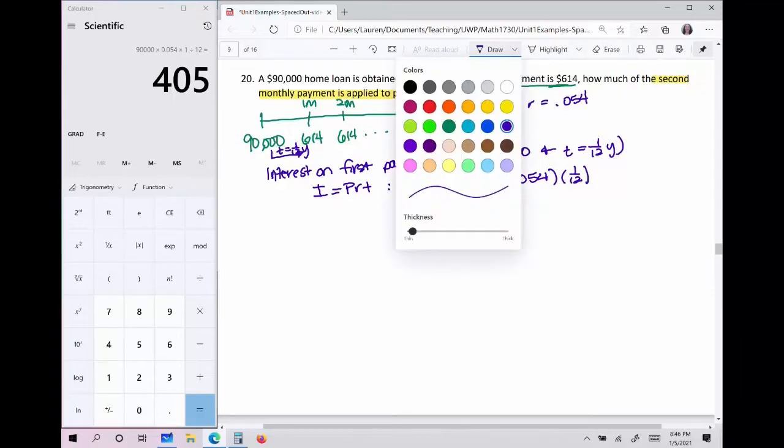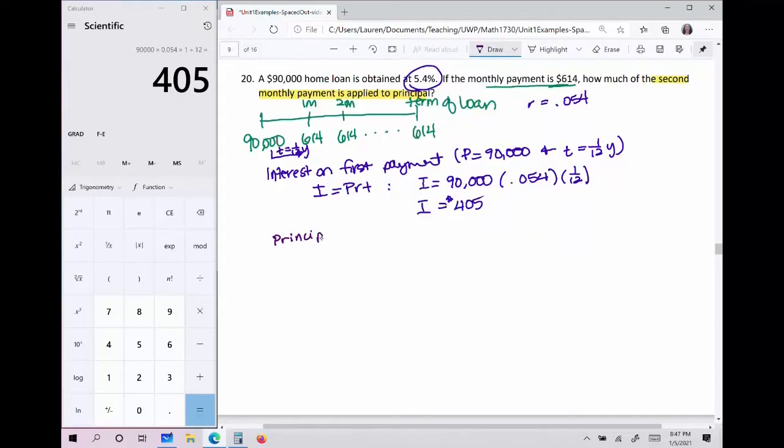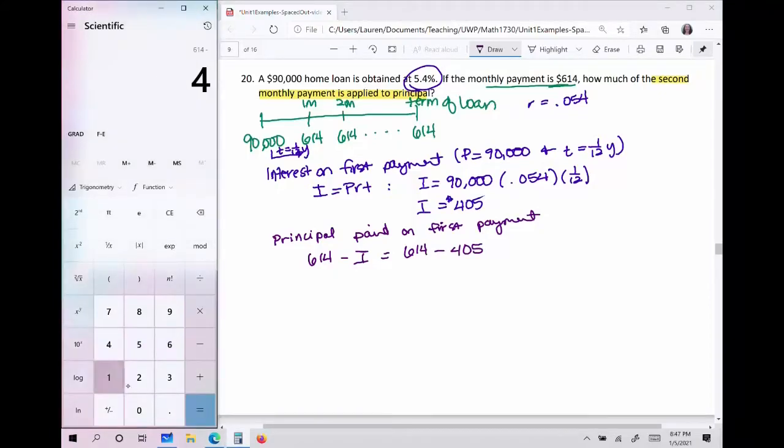So now we're going to figure out, based off of that, the principal paid on the first payment. Your payment that you make toward a mortgage or toward a loan always has two pieces. Some goes toward the interest and some goes toward the principal. So if our payment is $614 and we subtract the interest, we get $614 minus $405, so we get $209. That goes toward the principal.